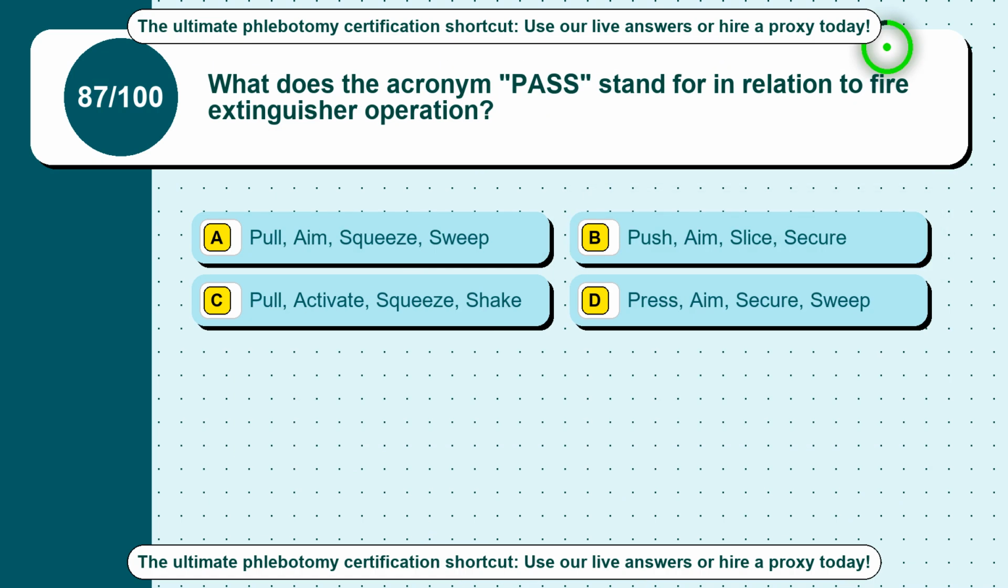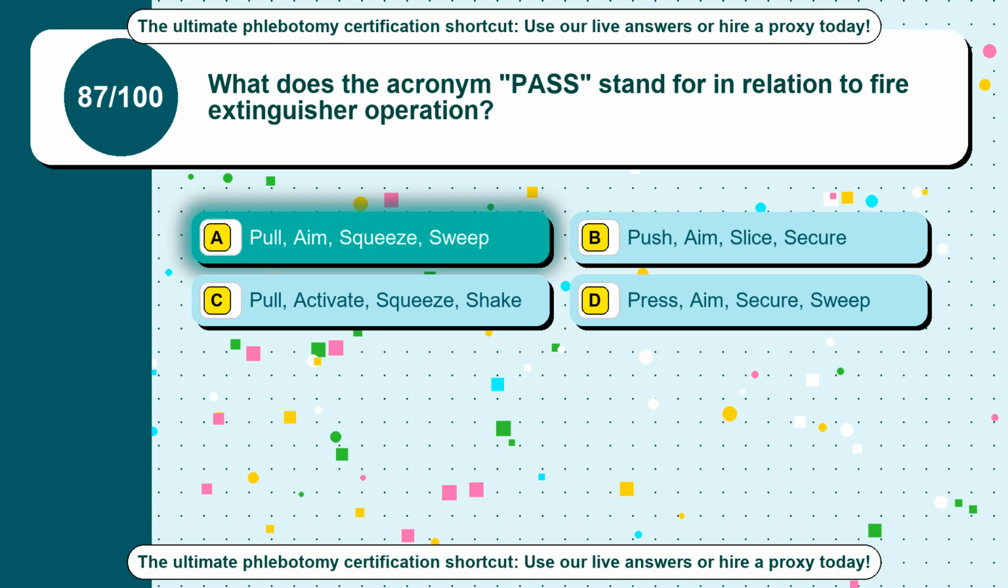Question 87. What does the acronym PASS stand for in relation to fire extinguisher operation? Option A. Pull, aim, squeeze, sweep. Option B. Push, aim, slice, secure. Option C. Pull, activate, squeeze, shake. Option D. Press, aim, secure, sweep.